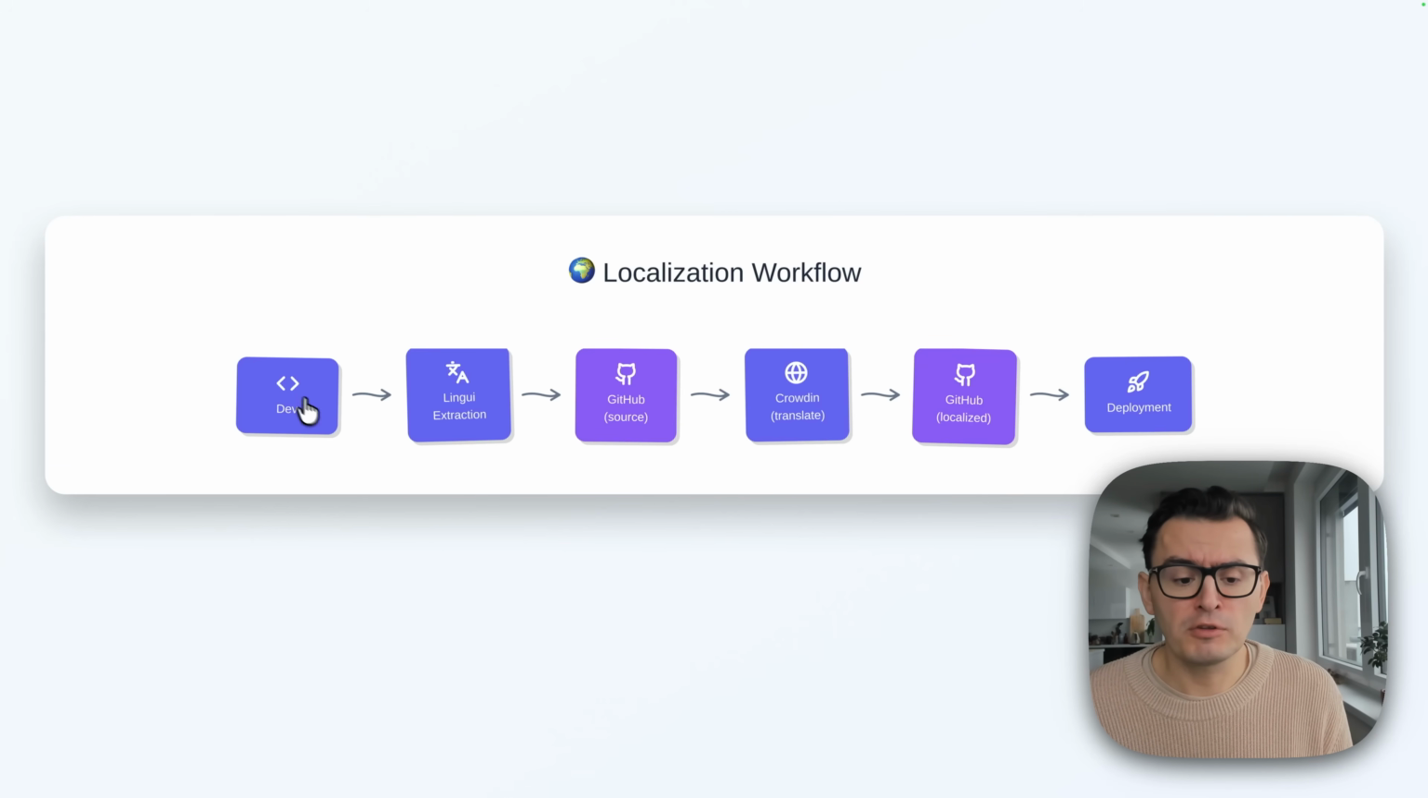So obviously we start with development. We are going to use an internationalization library. In our case, it's the Lingui JavaScript framework. We are going to use GitHub as our version control tool, and we are going to use Crowdin as our translation tool. And obviously once it's translated, we are going to put all translation files back into GitHub, and from GitHub, we are going to deploy this into our application.